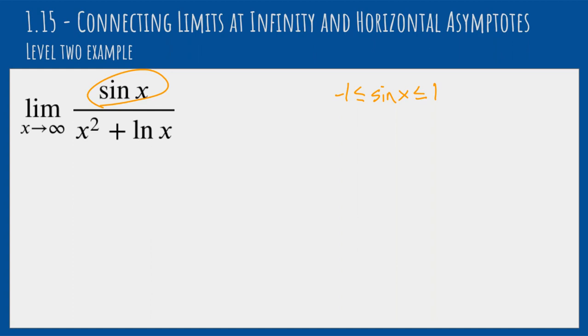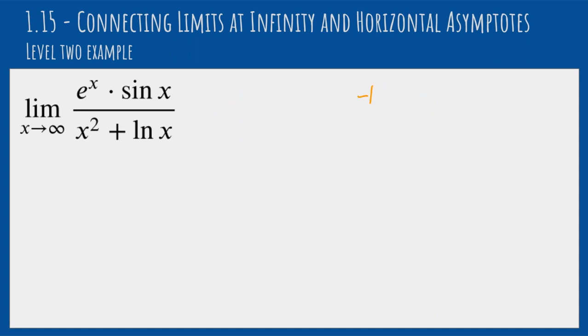So even though sine of x is not approaching any particular value, if we were just looking at the limit of sine of x as x approaches infinity, that limit itself would not exist. But in this particular example, what matters is that the numerator is going to be some finite number between -1 and +1. In the denominator, we've got an expression that's going to be dominated by the x squared, which is going to go to infinity. And so what we have here is a bounded number on top divided by an infinite number on the bottom, and that's going to give us a limit of 0.